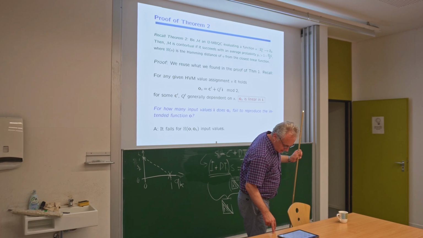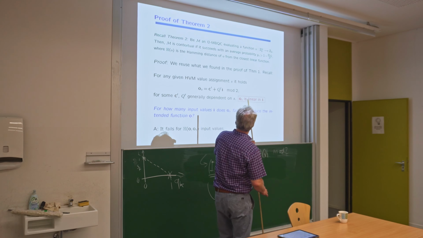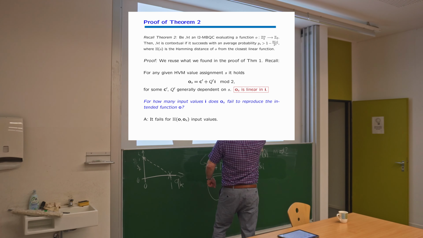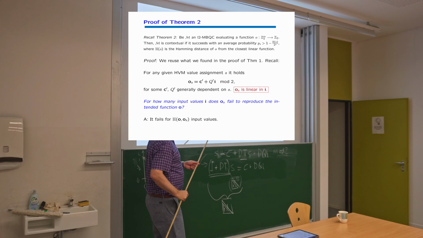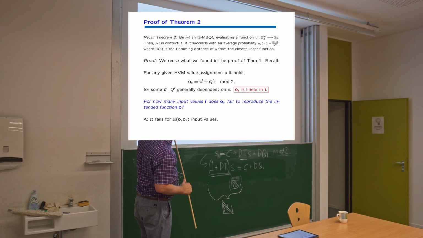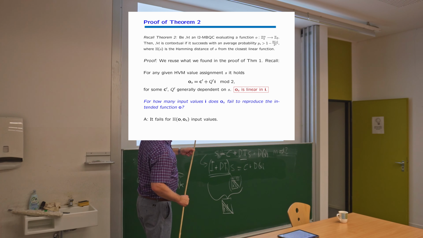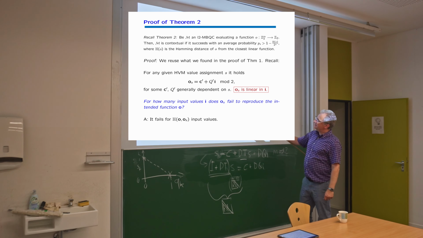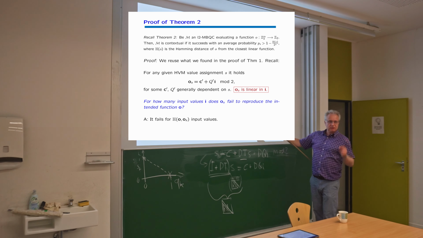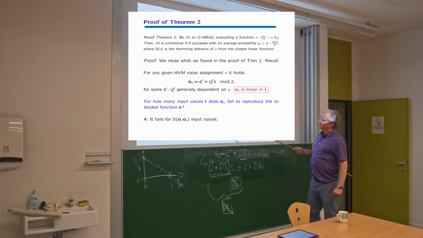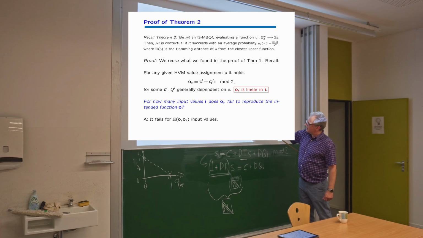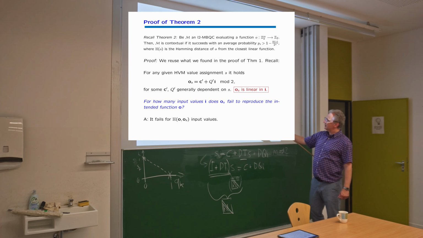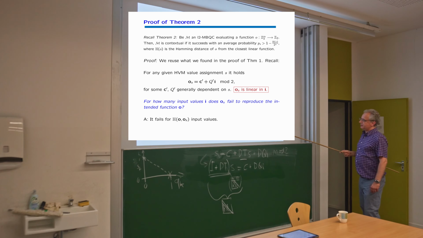Just as a reminder of what it says, now we have a threshold and success probability, and if we exceed that threshold, we are for sure contextual. This is what we learned in the proof of theorem 1, and we are going to use this. So for any value assignment S that we start with, 2 values per location, 2 observables per location, whatever the hidden variable model, the output function is linear in the input. This was the proof of theorem 1.